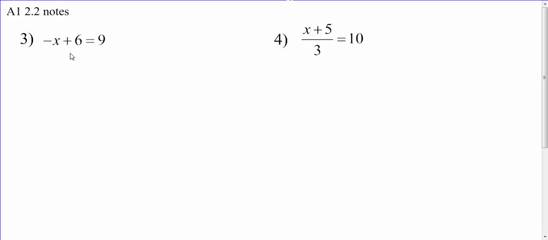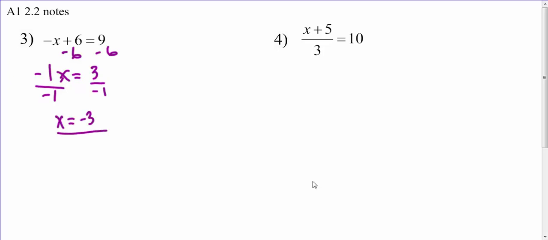So in number 3, we have a negative x plus 6 equals 9. Again, our job is to isolate x. So I'm going to subtract 6 from each side, and I'll have negative x equal to 3. Now, one thing you might want to consider when you see negative x, I'm going to change the way I write that here just so we understand what we're doing. It's actually a negative 1x. And the reason I think of it as negative 1 is because then I know I need to divide both sides of the equation by negative 1, and I would have x equal to negative 3.